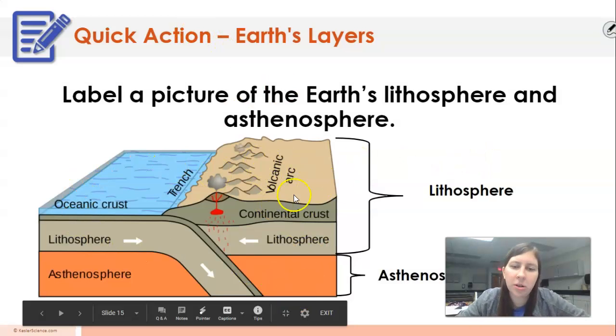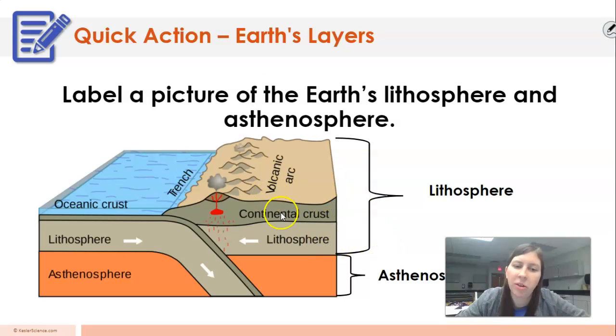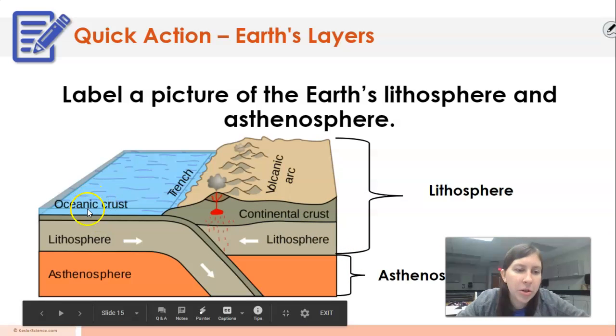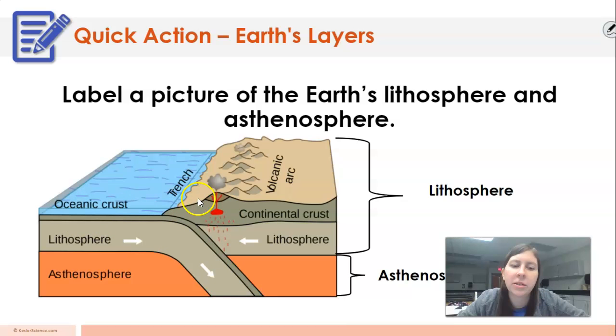So here we've got a picture. We've got the lithosphere, which involves the continental crust and the top part of the mantle, the asthenosphere. Oceanic crust is this thin one right here, the dark gray, and continental crust is the dark gray right here.